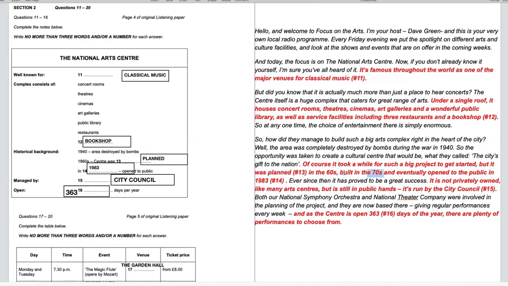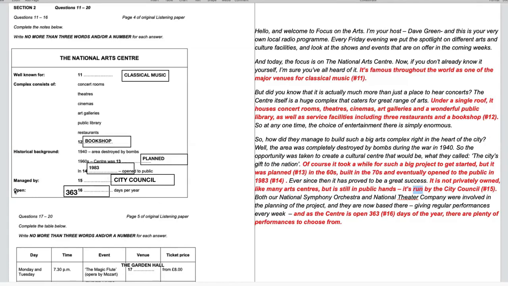Now this is something that was meant to throw us off guard, since the 70s was not included. But I hope we didn't fall for that. And it said it was opened to the public in 1983. So we have the exact keywords in the transcript: open to public, and then the year 1983. Managed, we see here that it's not privately owned, but it is still in public hands. It's run. So run here is a synonym for managed. It's run by the city council.